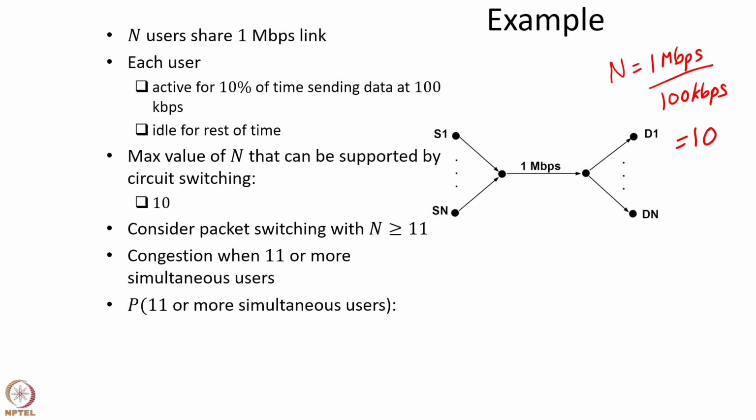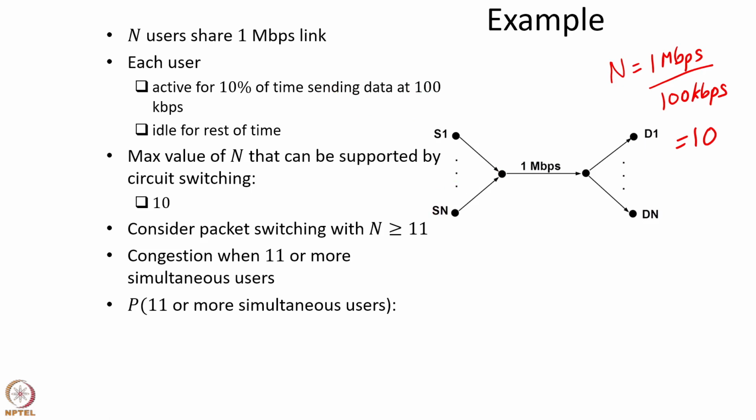So let's find out the probability of 11 or more simultaneous users. We assume that at a random instant, a given user is active with probability 0.1 and inactive with probability 0.9. We assume this because the user is active for only 10% of the time, that is, for 0.1 fraction of the time. So each user is active for a fraction 0.1 of the time.